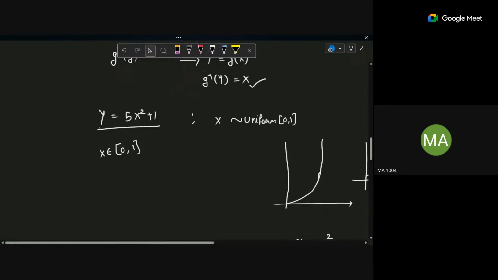Okay, is it clear how to check monotonic or not? So if I give you the function 5x square plus 1, are you able to check whether it's monotonic or not over the interval 0 to 1? Why am I interested in the interval 0 to 1? Because this is the support of x, right? x square is monotonic in the interval 0 to 1, right?